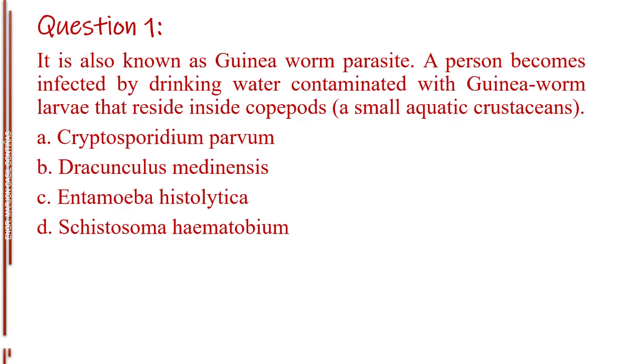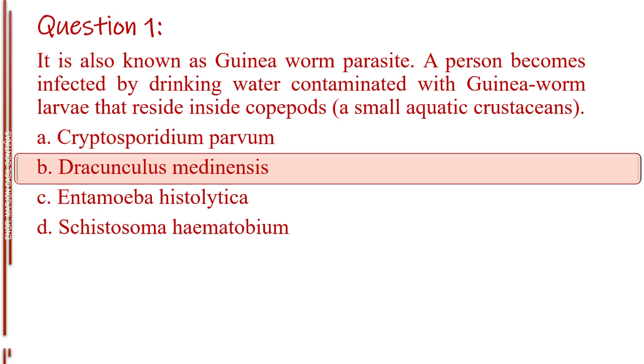Question number 1. It is also known as guinea worm parasite. A person becomes infected by drinking water contaminated with guinea worm larvae that reside inside copepods, a small aquatic crustaceans. Letter A, Cryptosporidium parvum. Letter B, Dracunculus medinensis. Letter C, Entamoeba histolytica. Letter D, Schistosoma hematobium. The answer is letter B, Dracunculus medinensis.